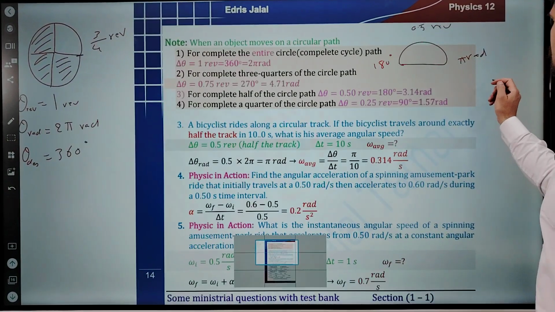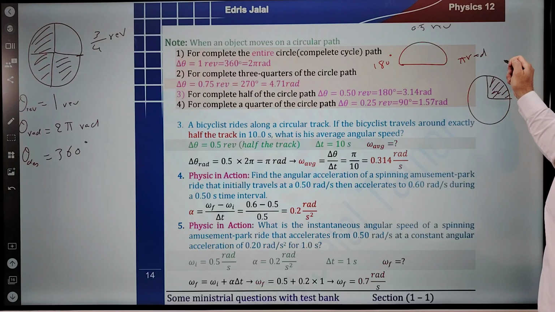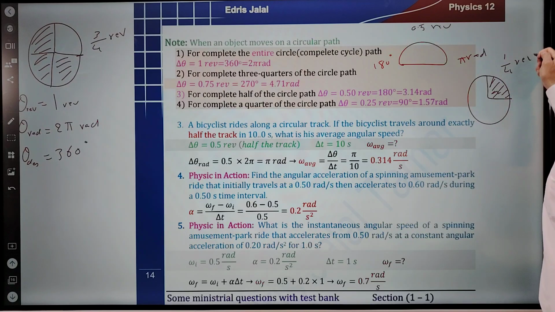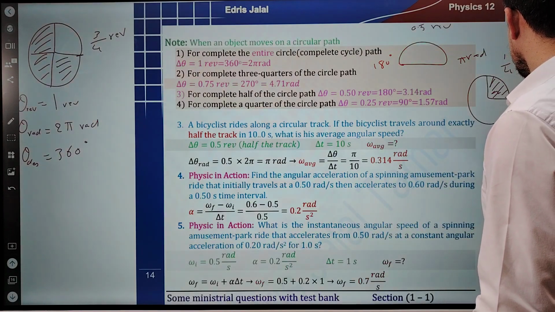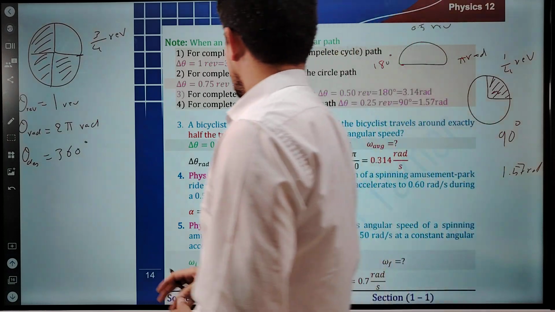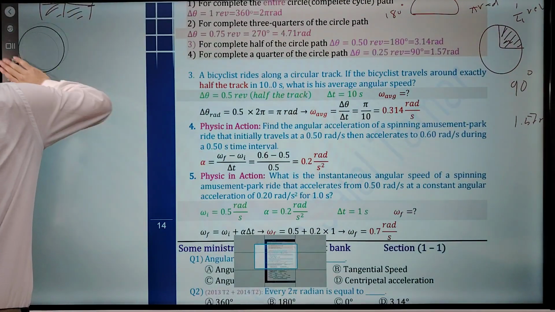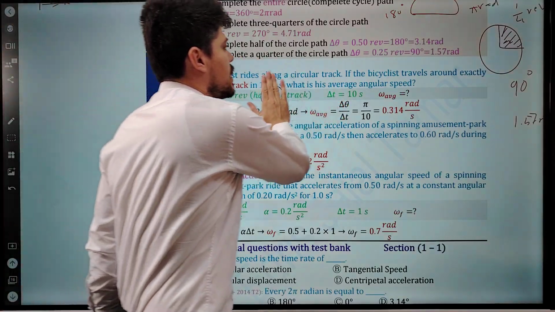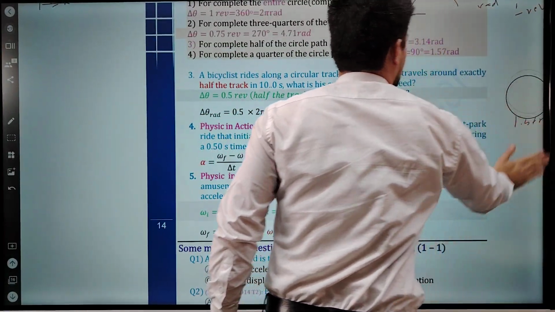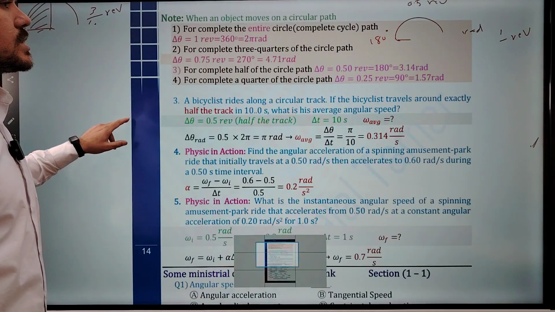path? If you have a circle, only this part, which is equal to 1/4 revolution, which is equal to 90 degrees and 1.57 rad. A bicycle question, very good question, be careful please. It has been brought many times in the Wizari exam. So this note is related with question 3.